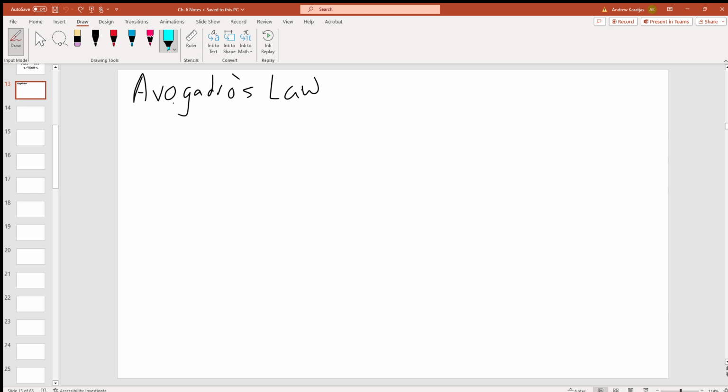So finally, we'll look at Avogadro's law. Avogadro's law is what is going to allow us to incorporate moles into our gas calculations. So for Avogadro's law, we're going to assume a constant temperature and constant pressure. So that means we're going to be looking at volume and number of moles.